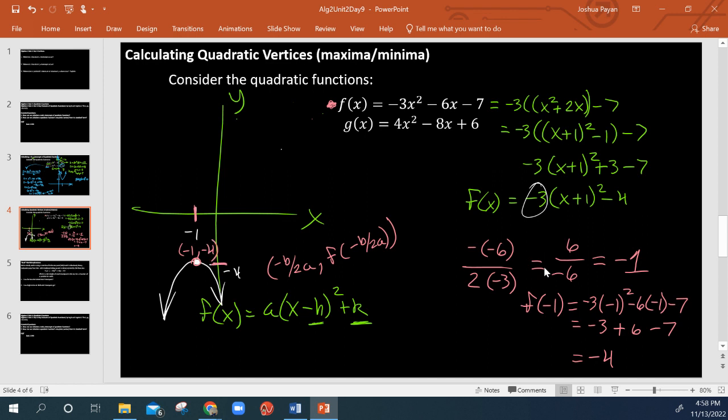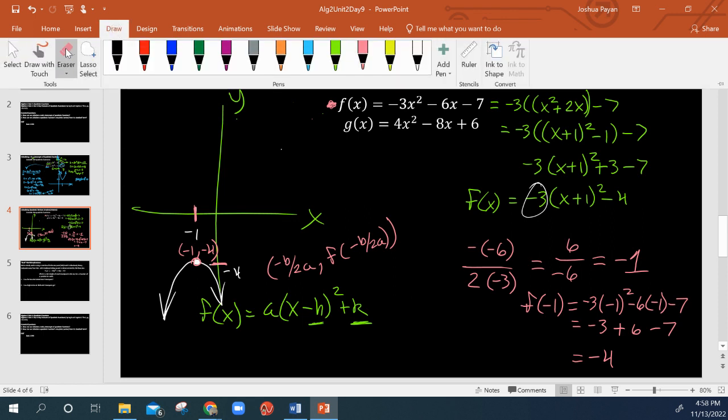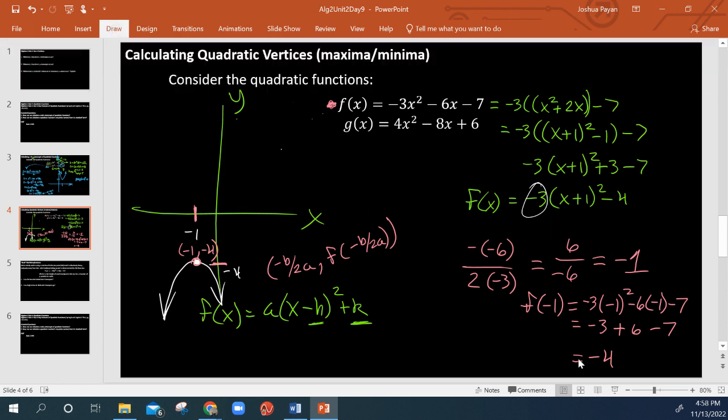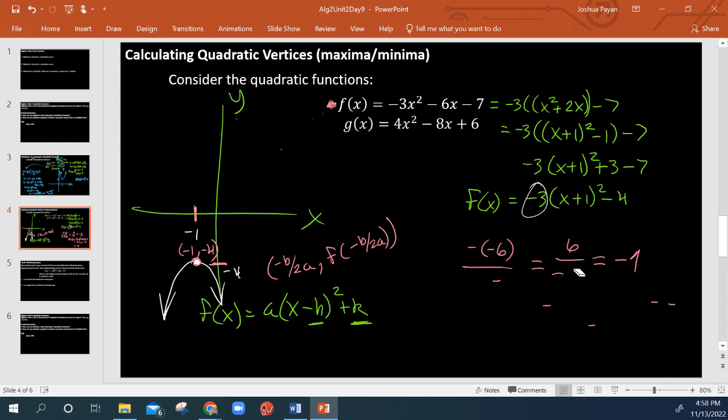Okay, so that's one way to have found the vertex. Okay, and that actually was quite a bit quicker than just completing the square and doing all that. I don't know, it's a matter of preference, right? Okay, so let's see another one.